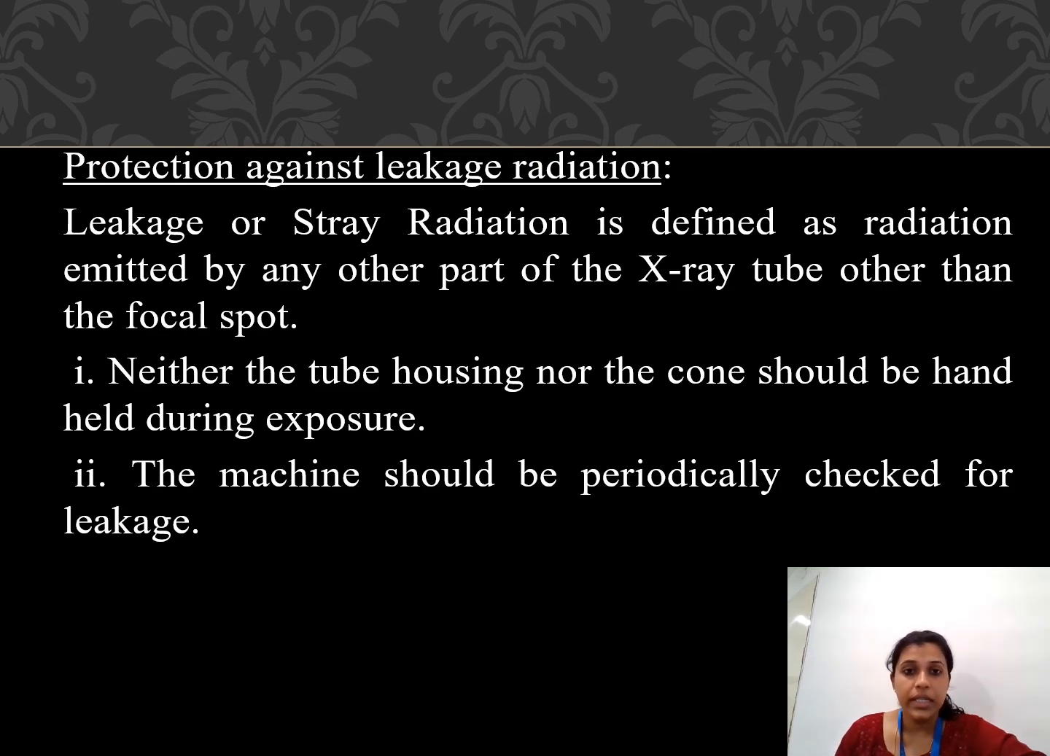Next is protection against leakage radiation. Leakage, or the other name stray radiation, is defined as radiation emitted by any other part of the X-ray tube other than the focal spot. So for protection against leakage radiation, neither the tube housing nor the cone should be handheld during the exposure, and the machine should be periodically checked for any leakage.